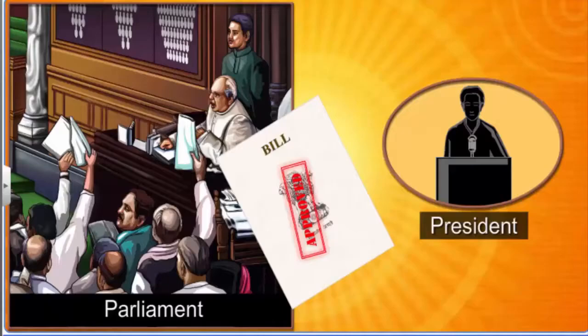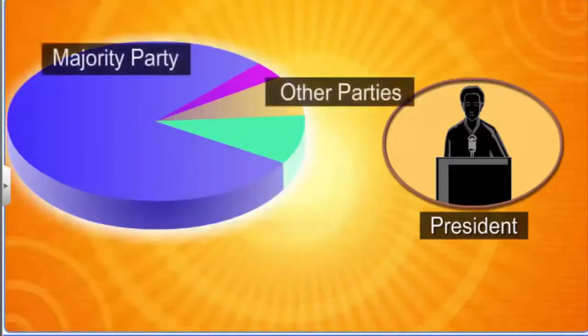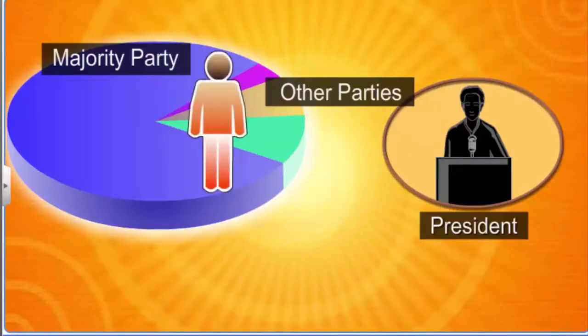One major decision that the President makes on his or her own is to appoint the Prime Minister. The President appoints the leader of the majority party or the coalition that enjoys a majority support in the Lok Sabha as the Prime Minister.